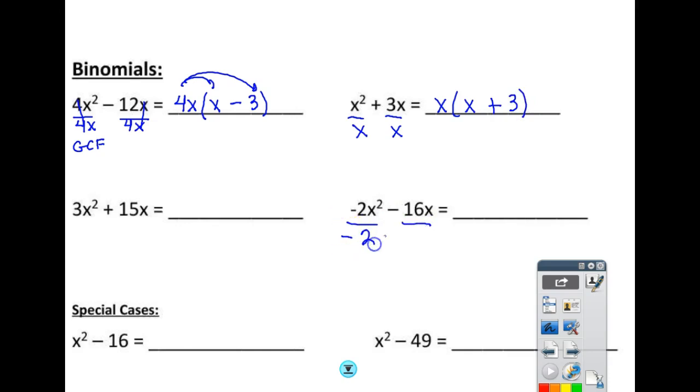A negative 2. You want to make sure if your leading term is a negative, you divide by a negative, because you don't want a negative inside the parentheses right here. Okay? Negative 2, then you get x squared plus 8. Oops, I forgot my x. Yep, got to get that x in there, okay?